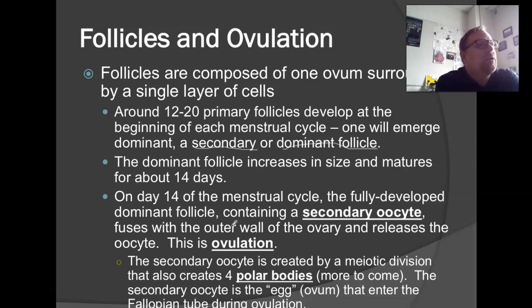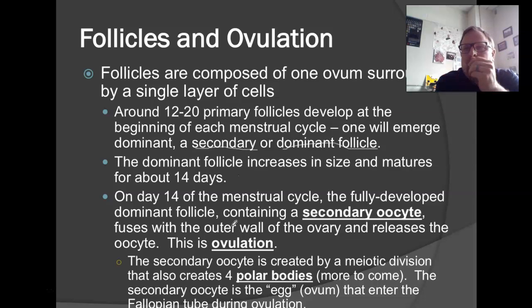The follicle will actually end up fusing with the outside of the ovary and be released into the fallopian tube. So on day 14 of the menstrual cycle, after that dominant follicle has increased in size over the course of 14 days, it basically merges with the outside of the ovary and spills out into the fallopian tube. So it contains what we call a secondary oocyte, and it gets released.